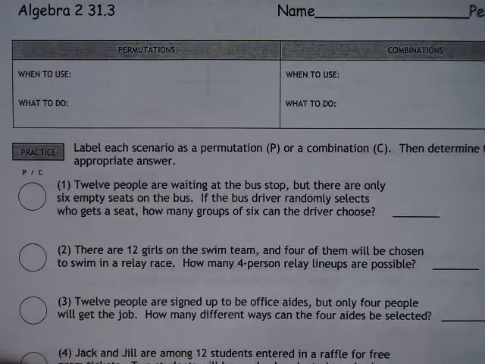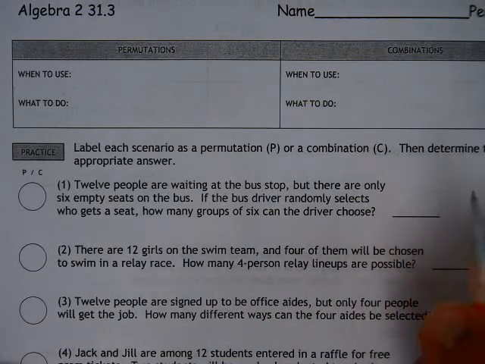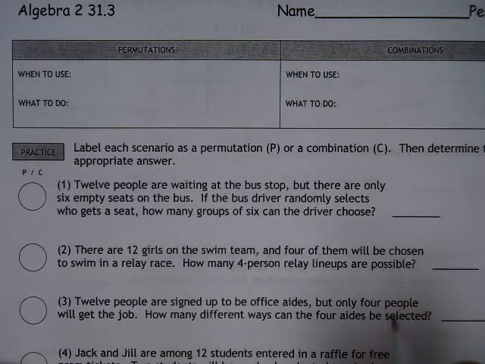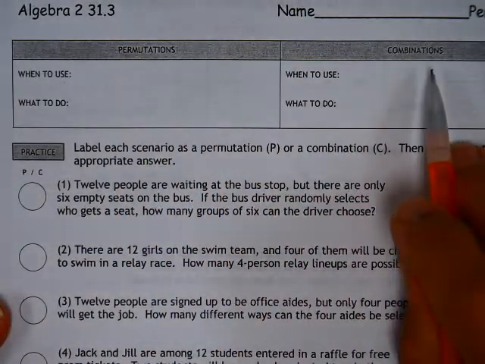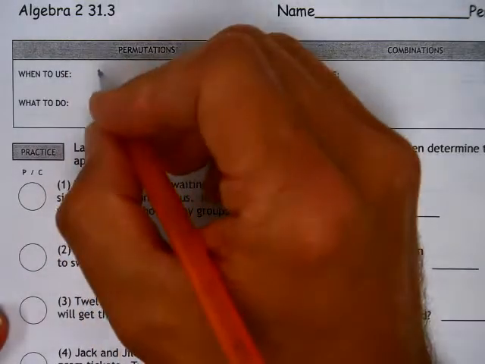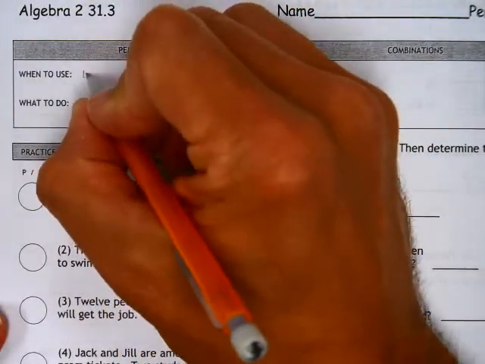Well, this worksheet is really defining two different things that are similar, and that's where we run into trouble sometimes, when things are similar and we can't tell them apart. A permutation and a combination sound sort of the same, but they are different. When do we use permutations? We use permutations when order matters.